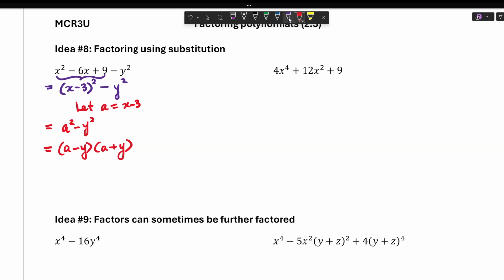Now we don't want it in terms of a, so let's put it back in terms of x minus 3. So everywhere we see a, we're going to put x minus 3. Finally, let's get rid of these nested brackets. So this is one way that you can factor that.